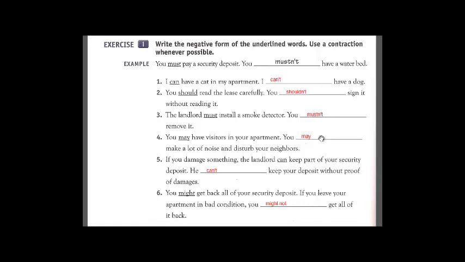You may not make a lot of noise and disturb your neighbors. If you do that, the landlord can kick you out, or the police can come over for disturbance.